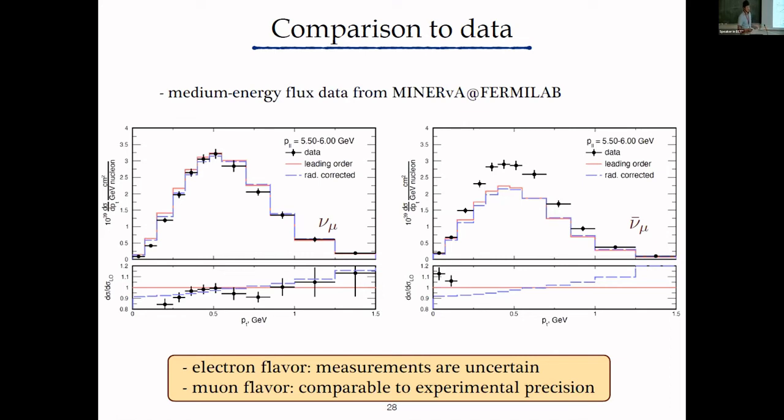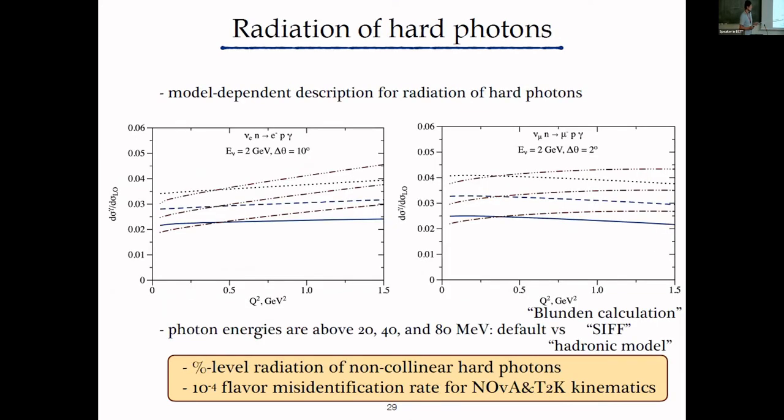The first question we have answered is, how often do we misreconstruct muon neutrino events as electron neutrino events? Basically, if you have a sufficiently hard photon in the direction of the muon, and the muon energy is slightly small, many detectors can consider this event as electron type. And for various criteria, we found up to 10⁻⁴ probability of such flavor misidentification. The criteria are described in the paper, so I won't go into detail.